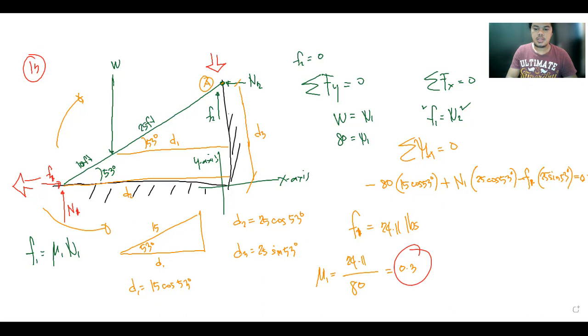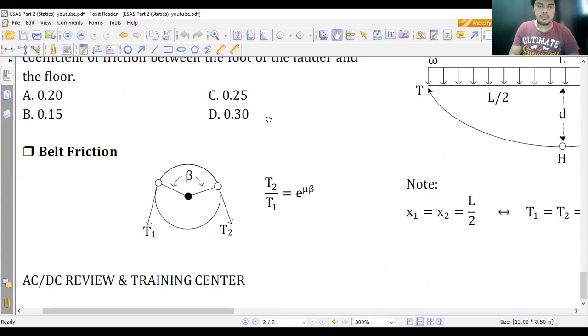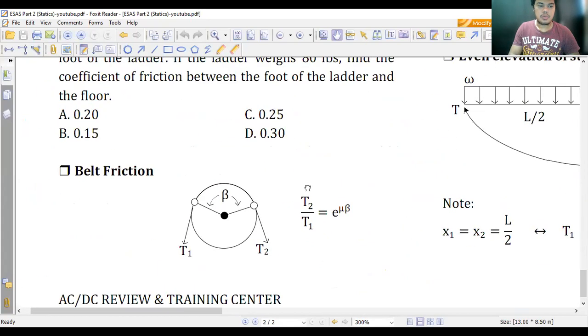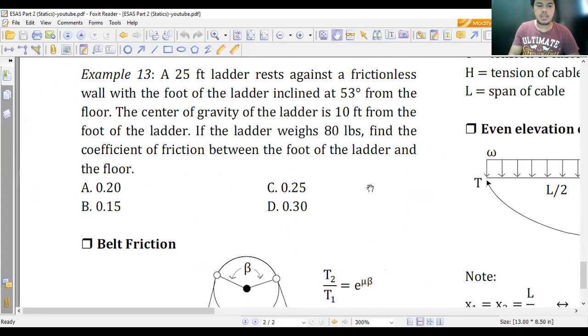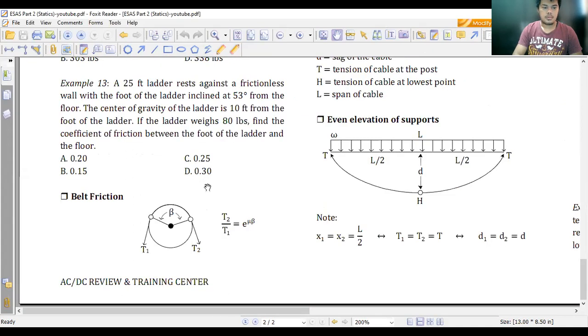Okay, so there it is, in letter D. So we have the coefficient of friction between the foot of the ladder and the floor to be 0.3.